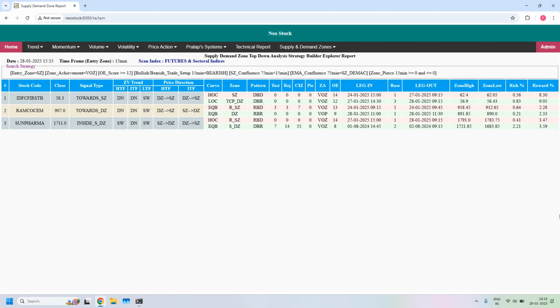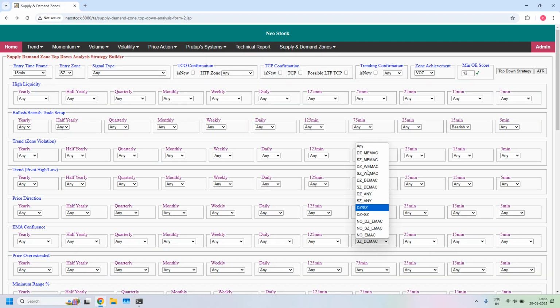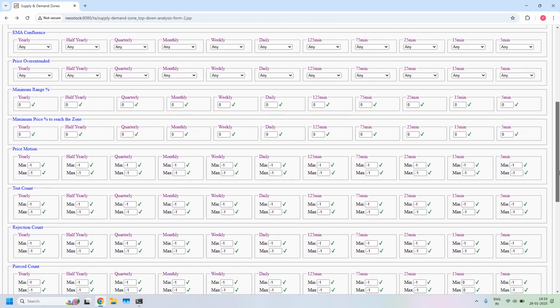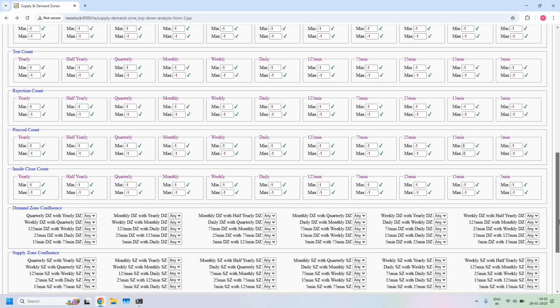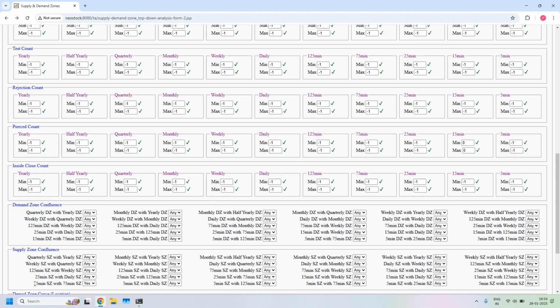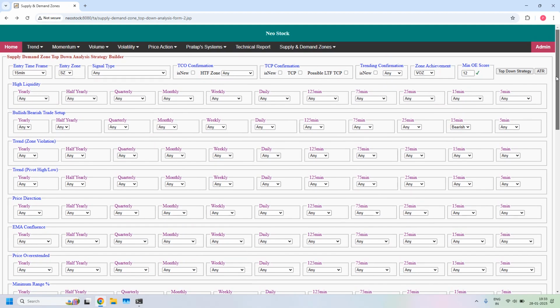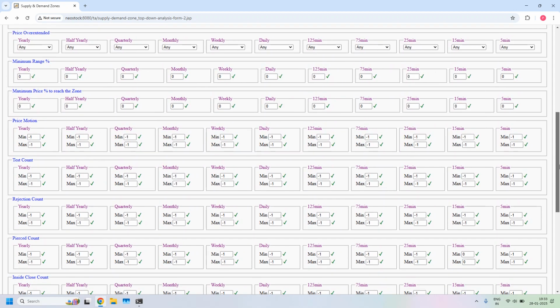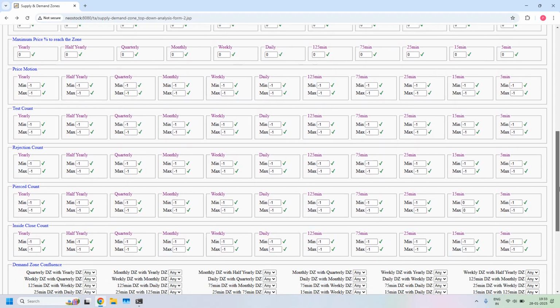Okay, next we will further filter based on LTF, ITF, HTF supply zone confluence. I am removing EMA filter. In the supply zone confluence, we should set 3 filters. First filter is already enabled. That is a 15 minute supply zone with... what happened? Earlier where we set the filter.